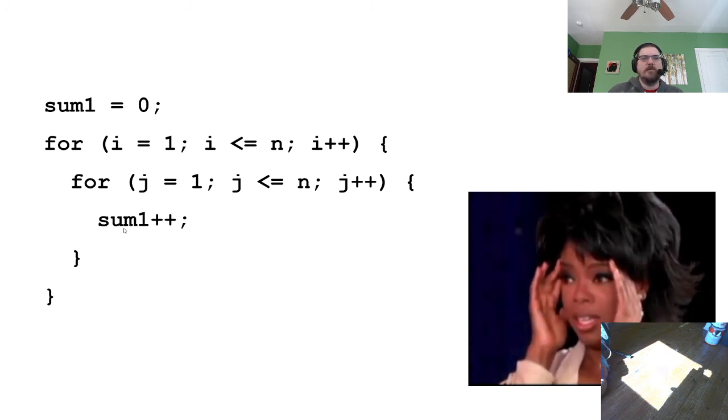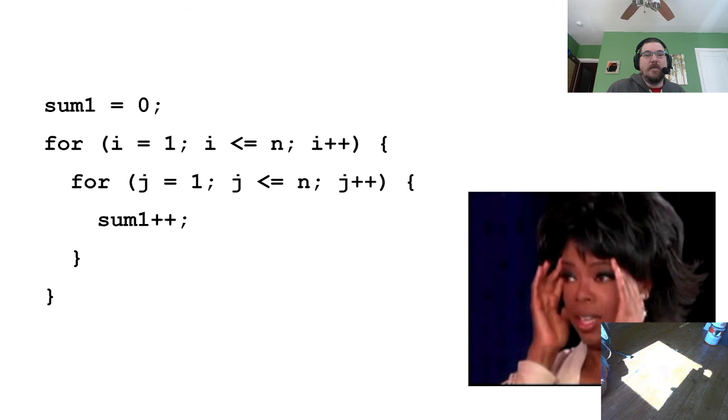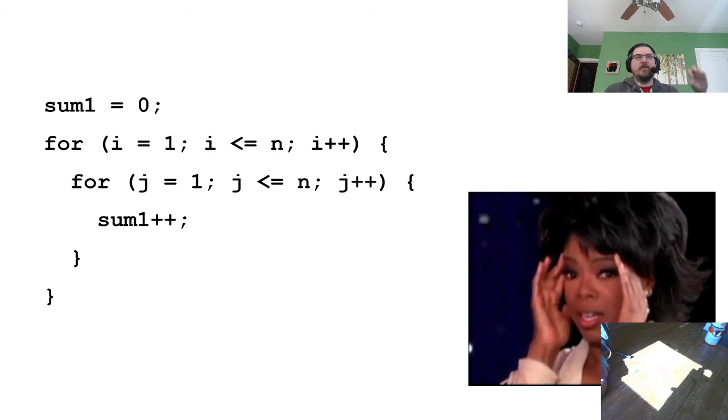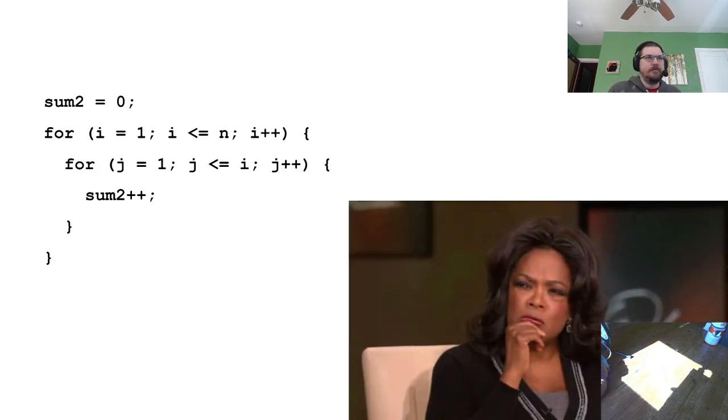So what's this one? Pause and resume. Okay, I hope you got it. Because this is an n time loop nestled gently inside of another n time loop, it's n squared. This one's n squared. Hmm. Let's think about this one. Pause and resume. All right. This one also n squared.